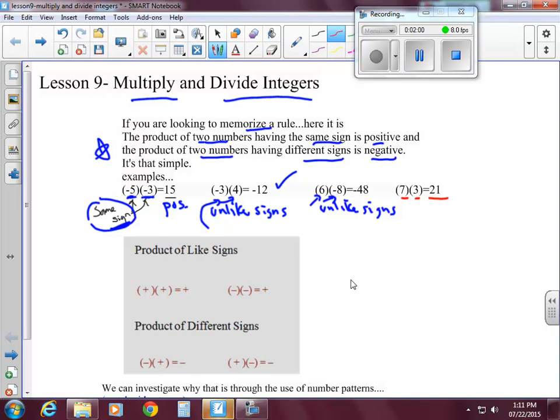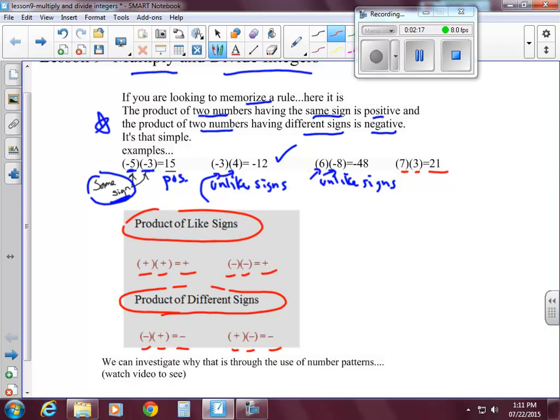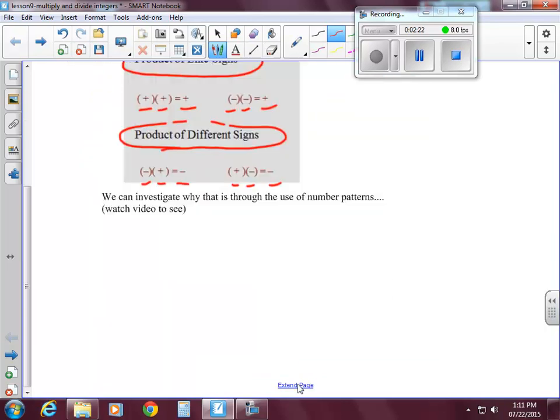So if you just think of it in terms of signs and no numbers, positive times positive returns a positive. Negative times negative returns a positive. That's what we mean by like signs. Here, negative times a positive returns a negative. Positive times a negative returns a negative. So you do have to devote that to heart. Now, through the use of number patterns, we can also look at why that might be. So let's take something that you've known since you were little, right? You've known 3 times 2 is 6. Well, let's just do 3, 2, 1, 0.